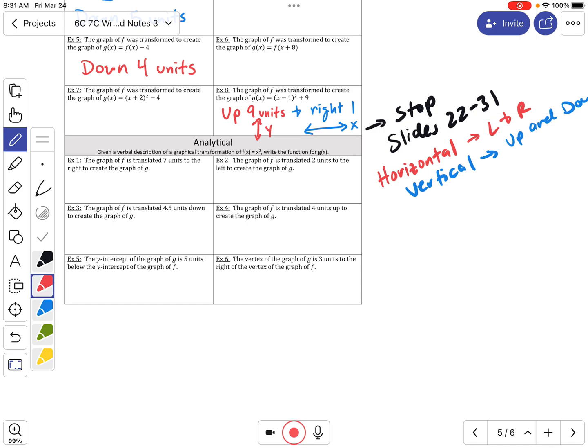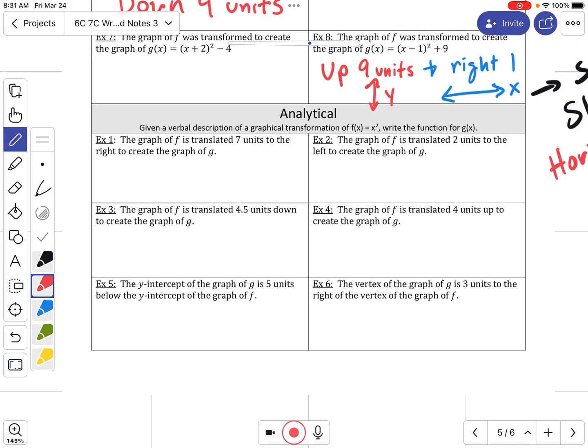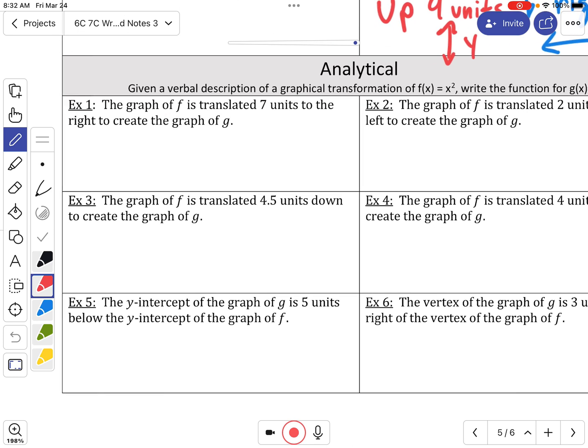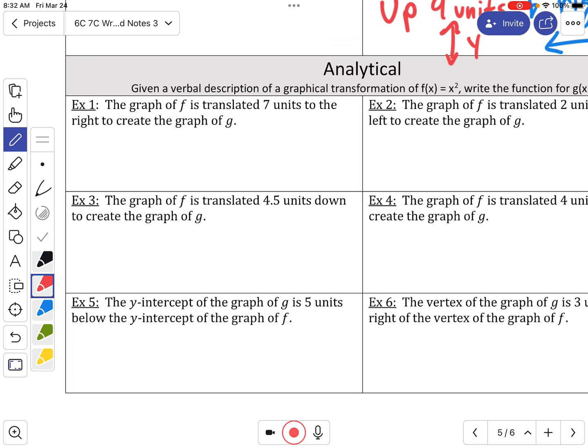All right, so hopefully we're back. The last piece of information for today is still the same topic. It's just a different approach. You guys could do this knowing what you do know, but I'm going to show you guys an easier way to do these. So now we're working kind of backwards. They're giving us the description. So they're telling us this changed or translated 7 units to the right to create the new graph. Write the function, write the new equation.